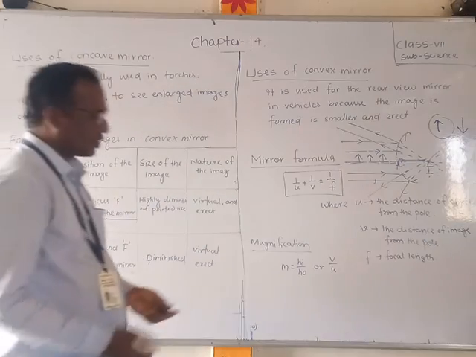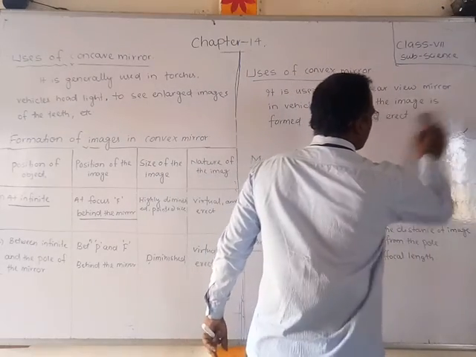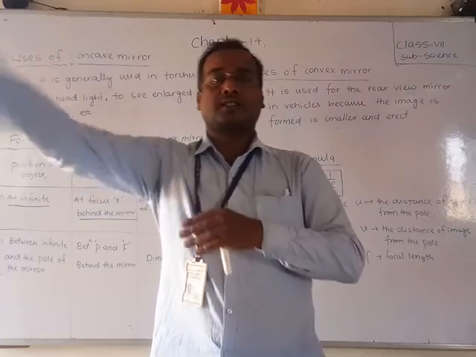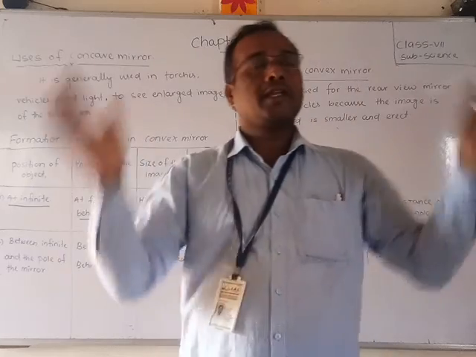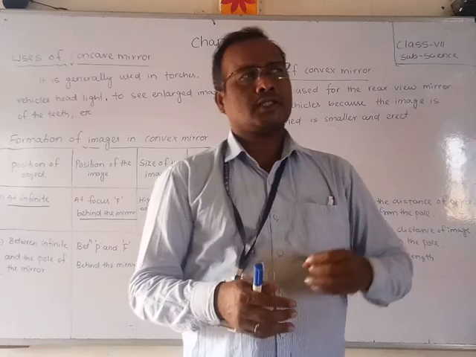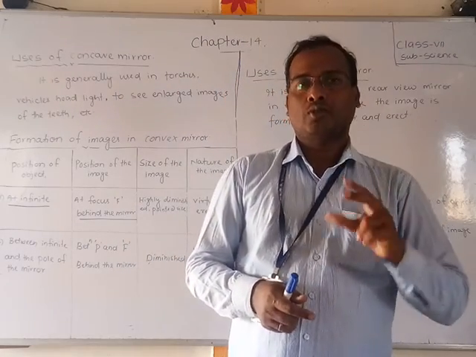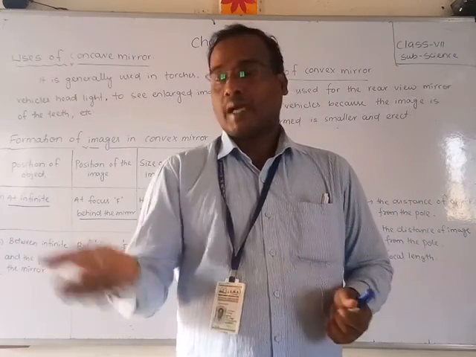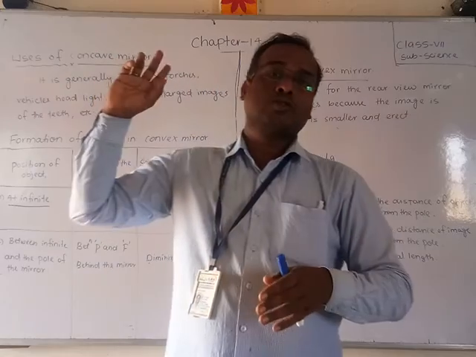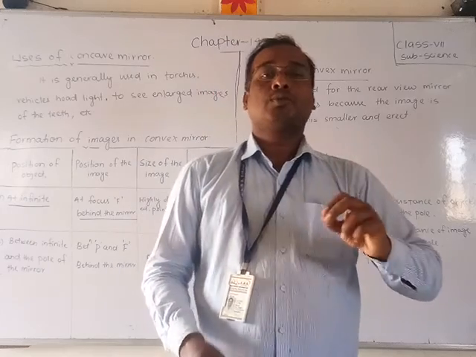Now students, we are going to discuss the uses of the convex mirror. A convex mirror is generally used to see a large distance, meaning a large area can be seen as a small image. That means a big area is covered, but we see it as a small image. That's why we use it as the rear view mirror of a bike. Whenever we are riding, we see which bike is coming from behind, and even if the bike is at more distance, it appears nearby.